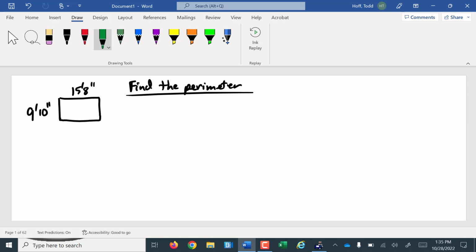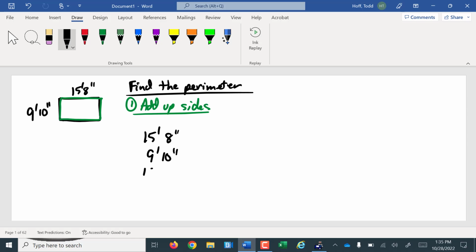Add up the sides. Perimeter is distance around. Oh, you add up all four sides. You got it. So we have actually two different possibilities here. Possibility one, we can do exactly what you guys just said, add up all sides. And we can do this all at once if we want to. We've got the 15 foot 8 inches, 9 foot 10 inches, 15 foot 8 inches, and 9 foot 10 inches again. And we can just add all those up.